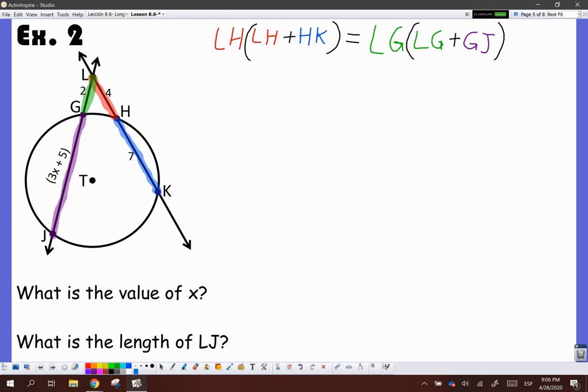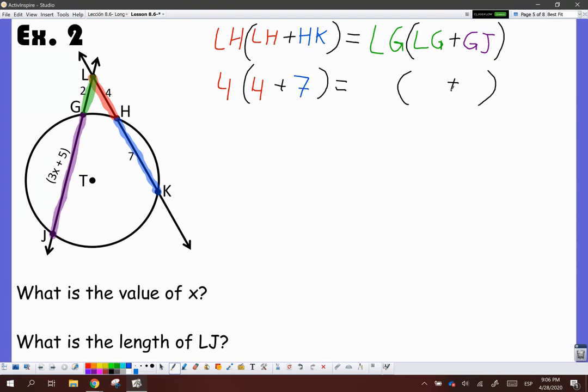So now I have my formula set up. I've got all of my letters in place. So now I just need to substitute in the numbers that I have. So I'm going to start with LH. I know LH is 4, so I'm going to replace LH with 4. Same thing goes for this LH. And I'm going to put in my parentheses and my plus sign. Might as well do all this since I'm using black right now. Then I need HK. So I see that HK is 7. So I'm going to plug in 7 there.